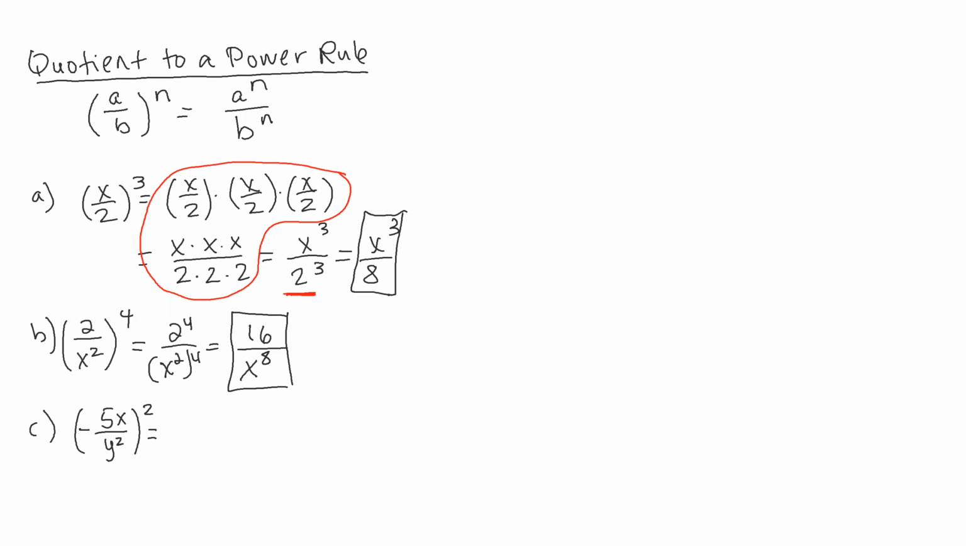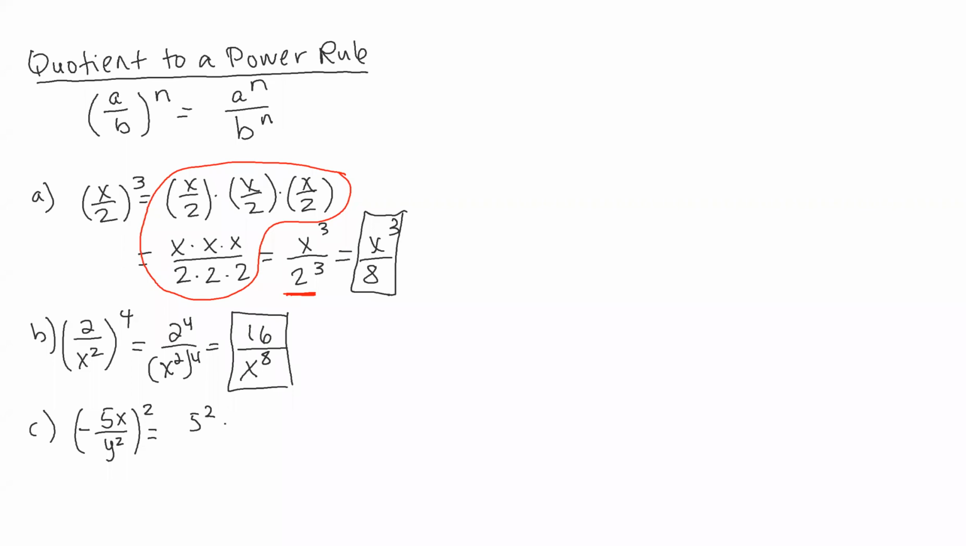Okay, so first of all, let's look at what's going to happen with our signs. I do have a negative quotient raised to the second power. That means this entire thing is going to be positive. When you have a negative in parentheses with an even exponent, you get a positive product. So we know that it's going to be positive. Now let's bring that exponent of 2 into all of the different pieces of this quotient.